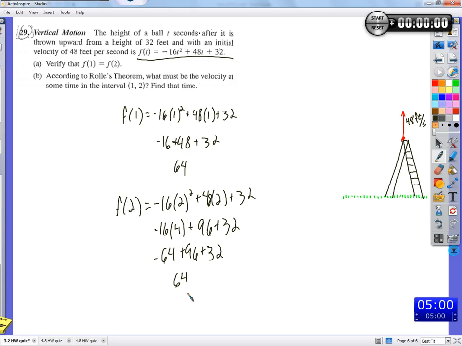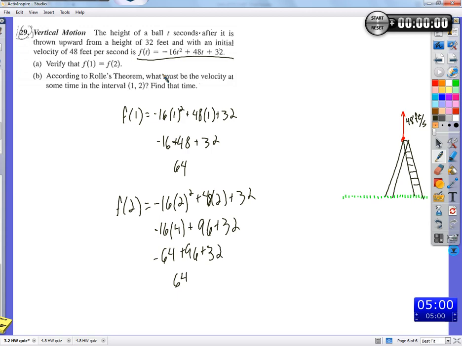If those two are equal to each other, what theorem can we use? Rolle's theorem. If the y values are equal to each other, Rolle's theorem is in play, as long as the function is continuous and differentiable on that interval. Is it continuous and differentiable? Yes. What kind of a graph would this make? A parabola. It's a quadratic function, so it's going to make a parabola. According to Rolle's theorem, what must be the velocity at some time in the interval 1 to 2? Zero. Which means it must stop and come back down. It's got to stop going up and come back down, and in between there it will be dead stopped.